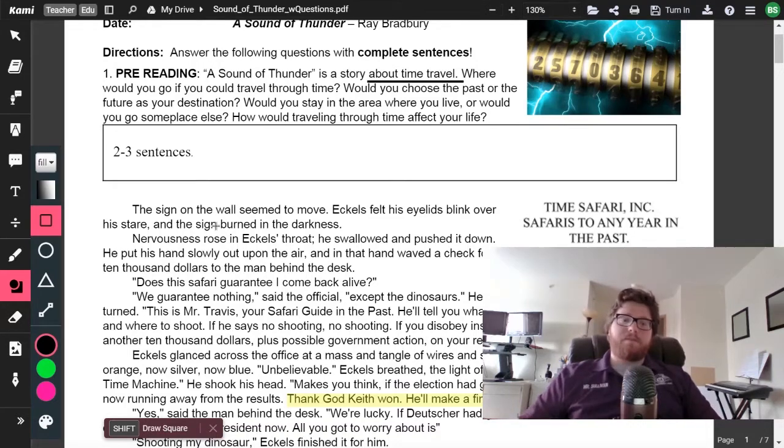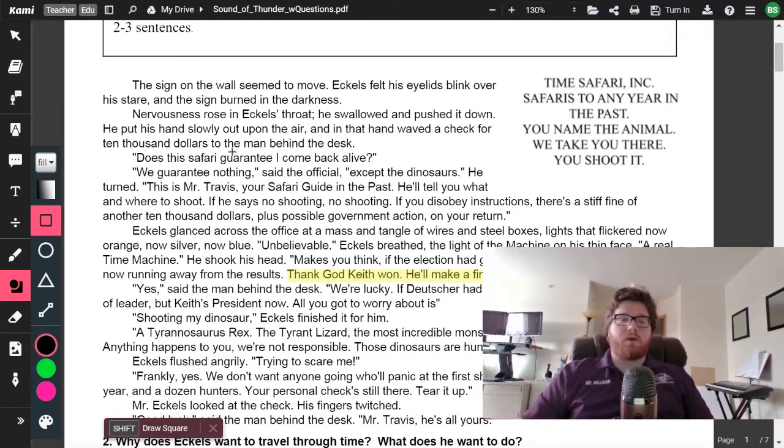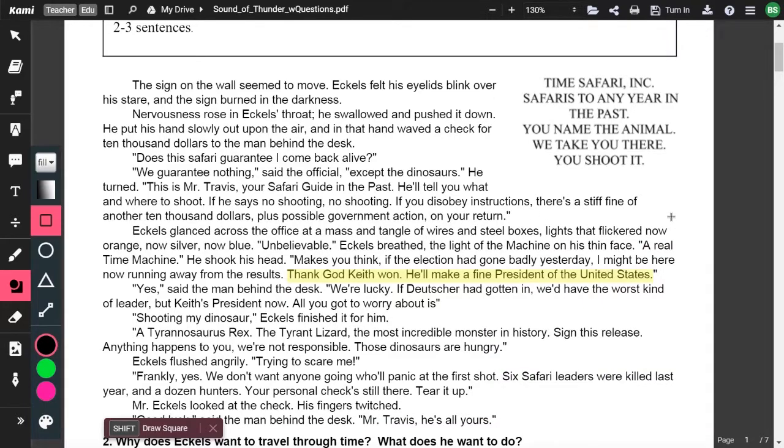Okay, I'm going to go ahead and read this first part. The sign on the walls seemed to move. Eccles felt his eyelids blink over his stare, and the sign burned into the darkness. Nervousness rose in Eccles' throat. He swallowed and pushed it down. He put his hand slowly up in the air, and that hand waved a check for $10,000 to the man behind the desk. Does this safari guarantee that I come back alive? Eccles asked. We guarantee nothing, said the official, except the dinosaurs.